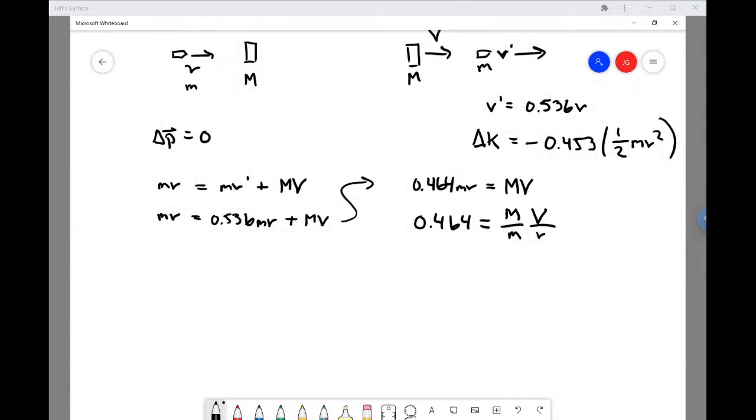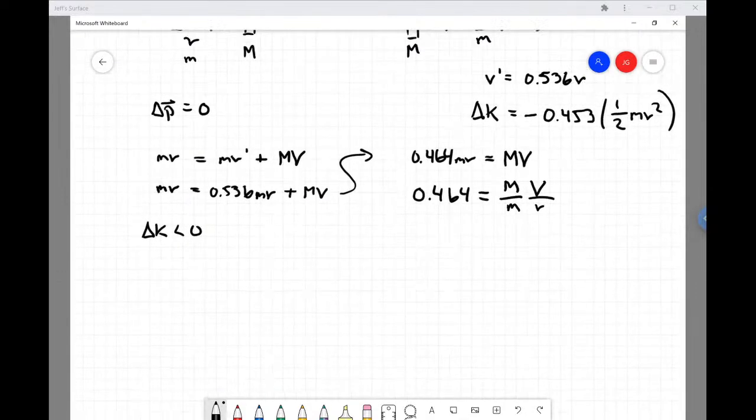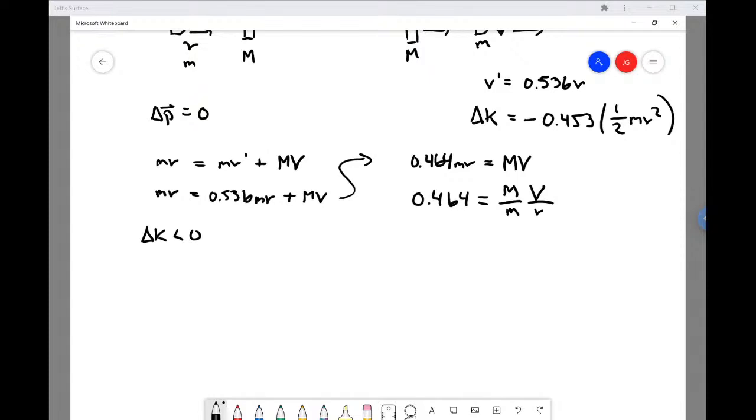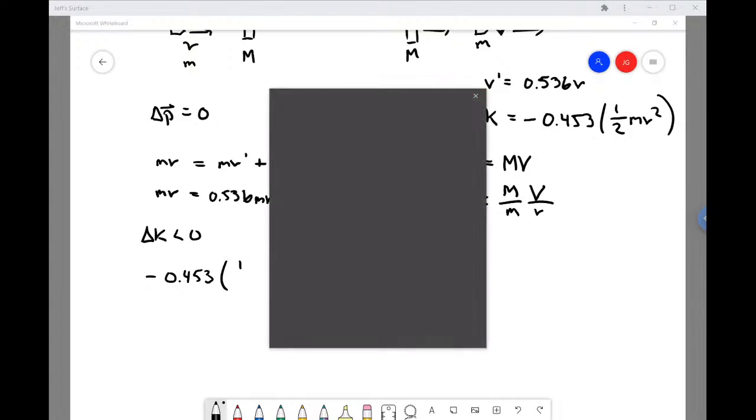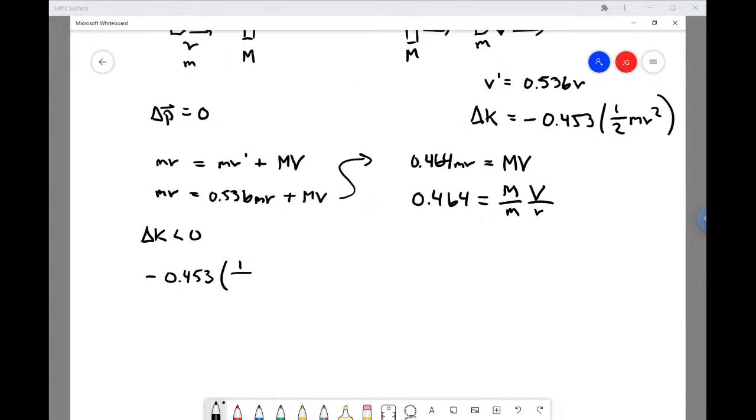All right. What about the fact that kinetic energy is lost? The change in kinetic energy is less than 0. Well, let's write out an expression for that because we know what the loss is. The problem tells us the system has lost 45.3% of the kinetic energy it started with, which is 1/2 mv squared, little v squared. That's how much kinetic energy it started with. All the energy was with the bullet.